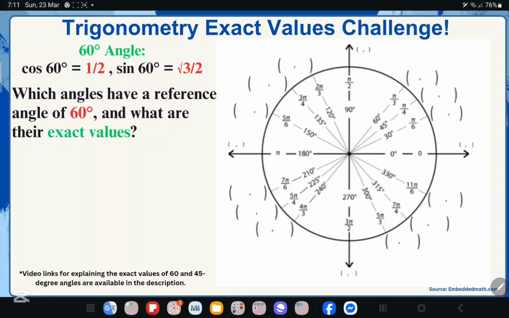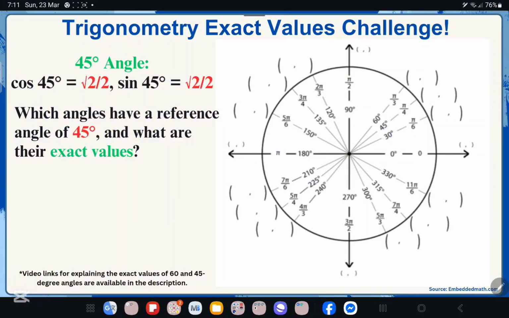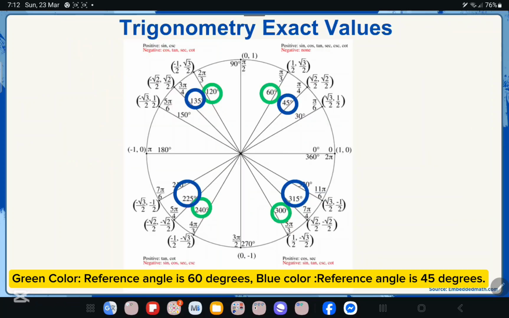Which angles have a reference angle of 60 degrees, and what are their exact values? The same also for the 45-degree angle. Which angles have a reference angle of 45 degrees, and what are their exact values? Let's see if your answers are correct.